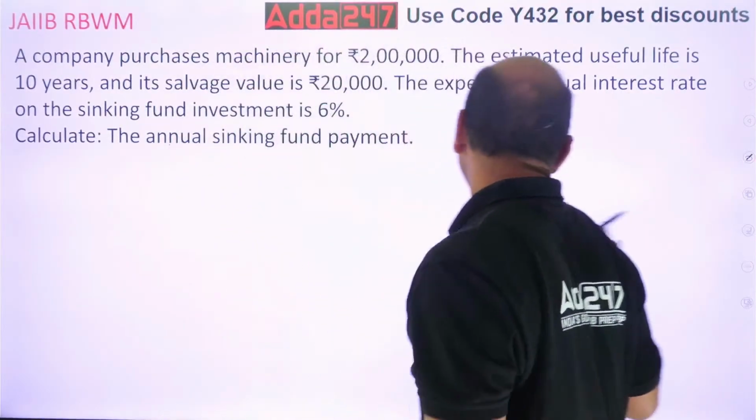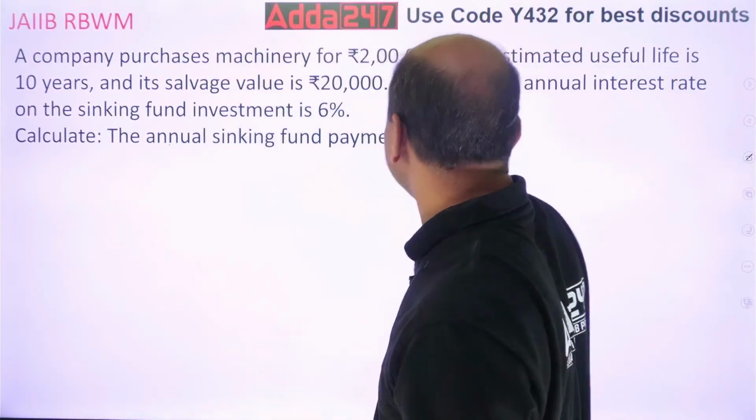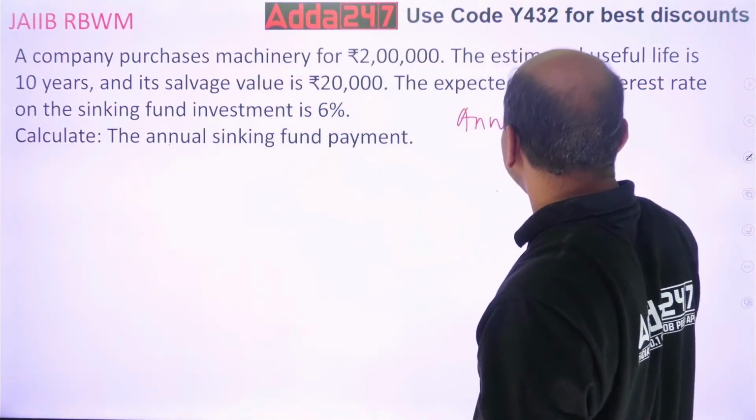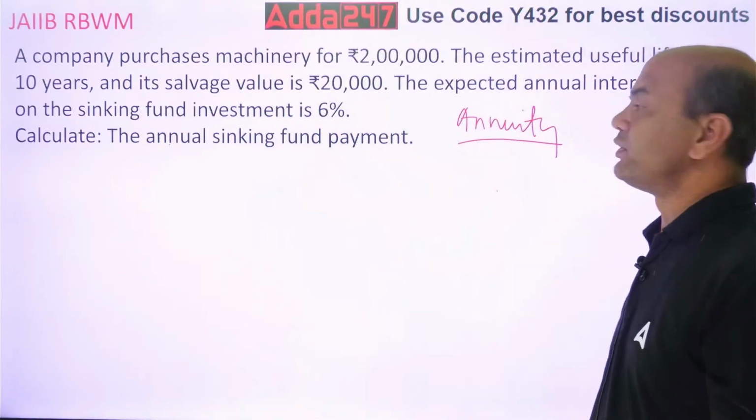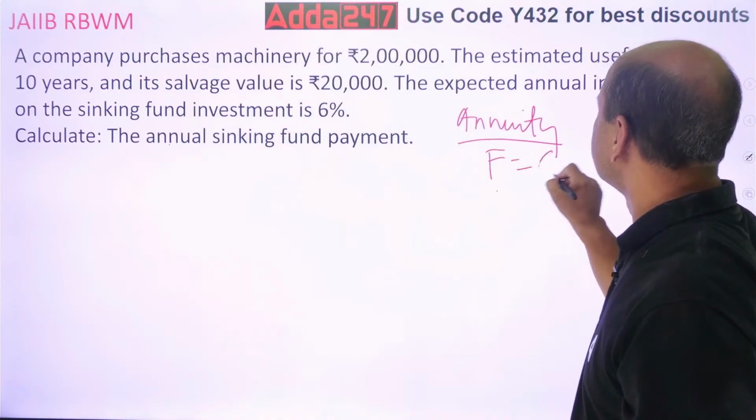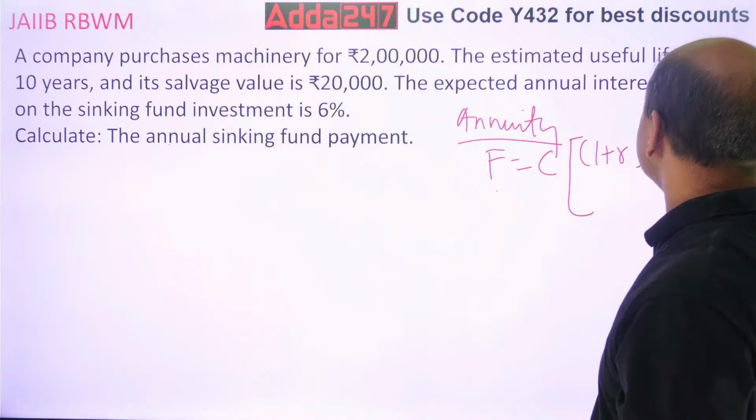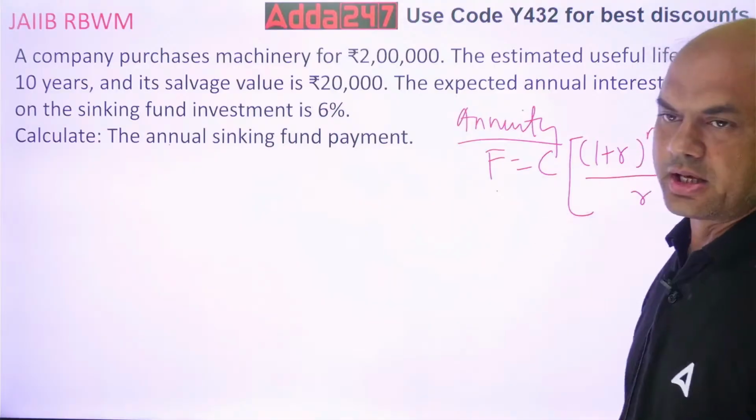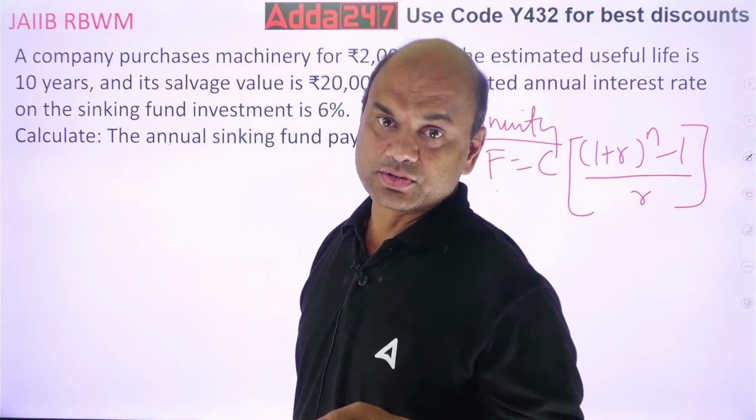See this. In annuity, whenever you solve any annuity, what is the formula for annuity future value? F equals C into (1 plus R raised to n minus 1) the whole upon R. This is the formula for future value, annuity. Everyone knows this. I have taken it yesterday also.